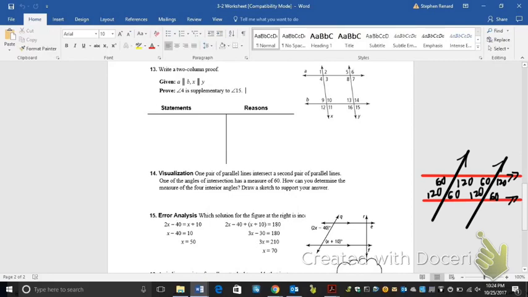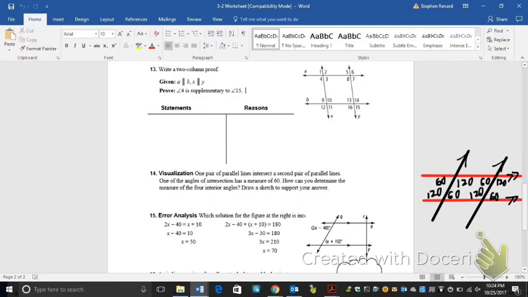So, what I want you guys to do, error analysis. This is really important. You guys need to be able to look at something and go, hey, listen, this doesn't look right. So the error analysis, which solution for the figure at the right is incorrect? Okay, so we have 2 sets of angles, and they are written one as being supplementary and one as being congruent. Take a couple minutes, figure out which one's incorrect, and so hit pause and then come back to this.